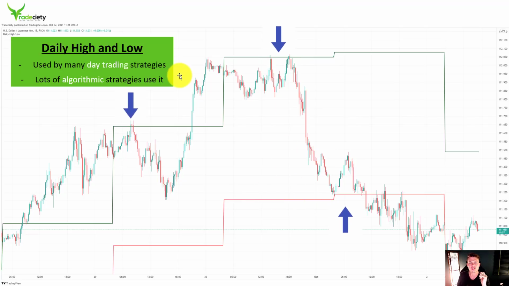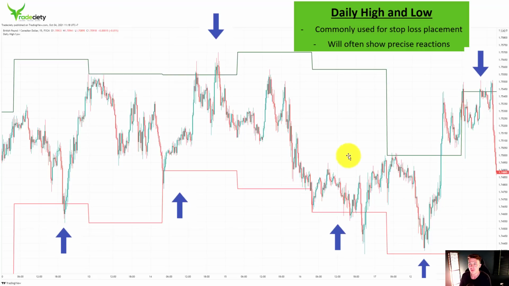And the daily high and low is used by a wide variety of traders and trading strategies. A lot of day traders use that. Also a lot of automated and algorithm strategies use the daily high and low. And therefore, the more people use it, the more effective it becomes. You will often see that new trends emerge at a previous daily high and low, and in the trend, you will often see that the market is paying attention to previous daily highs and lows. And very often you will see that trends actually end at a previous daily high and low. It's very commonly used also for stop loss placement, and it's also often used for targets.